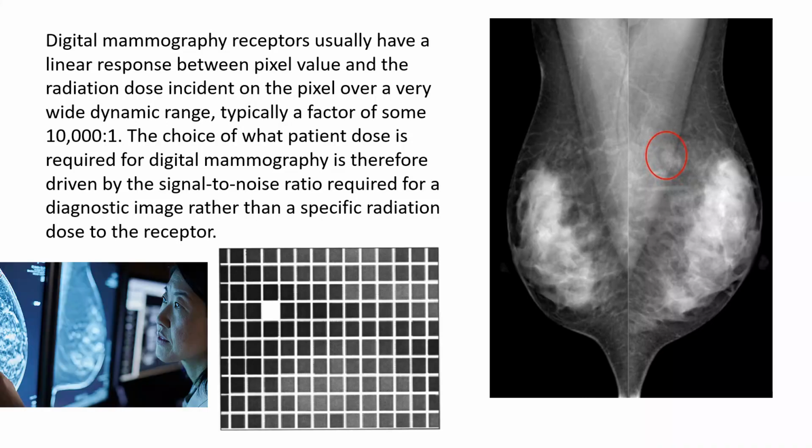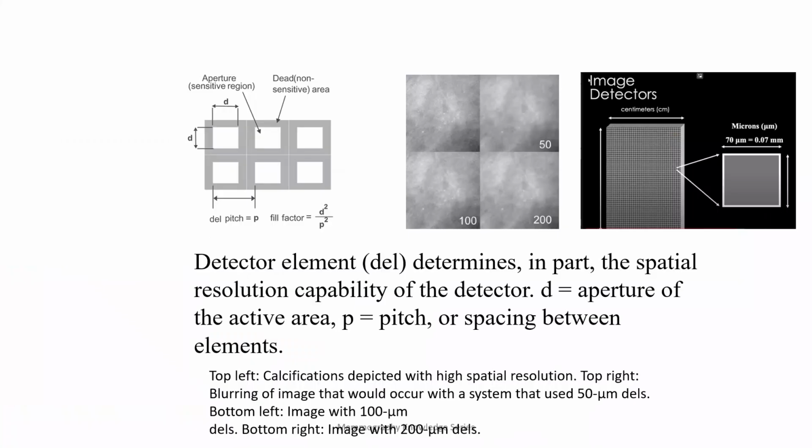Different tissue densities require different amounts of signal to be demonstrated. On the detector element, or the DEL, it is the amount of that detector that is recording the intensities that determines the spatial resolution, as opposed to the size that it is sitting on. You can have a lot of area of dead space sitting around the active detector area.